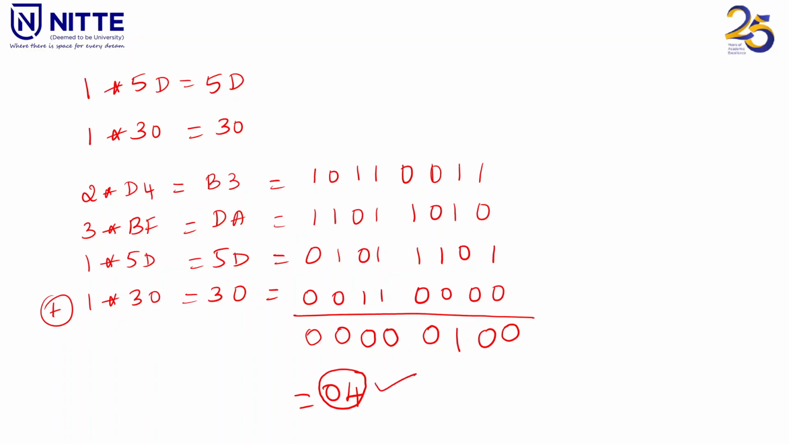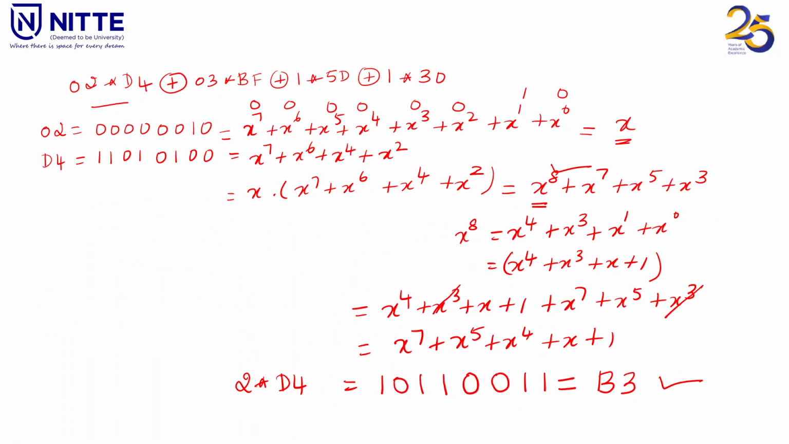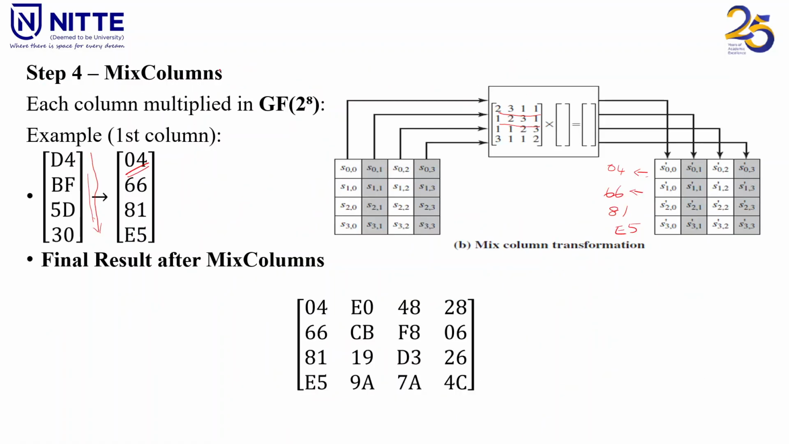So we are proving that when I multiply with this, the answer I get is 04. Whatever example we have shown, when I multiply with this, I get 04. This is how you need to apply it. Once again, in order to get 66, 81 and EF, take the elements D4, B5, BF, 5D, 30 with the second row elements, and the third row and last row, and you will get 66, 81 and EF. So my dear students, try to apply the same method in order to get the output of the first round.